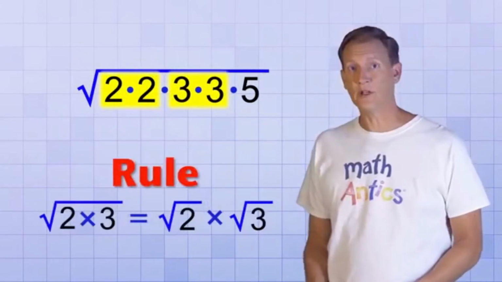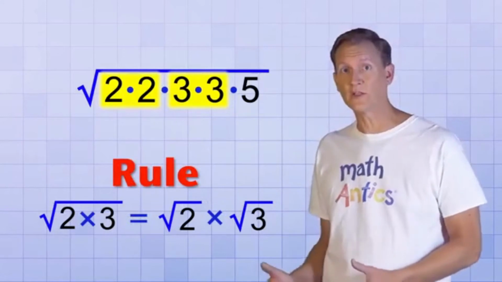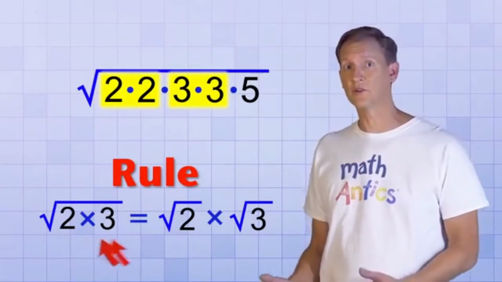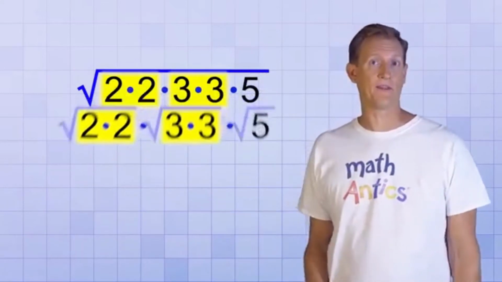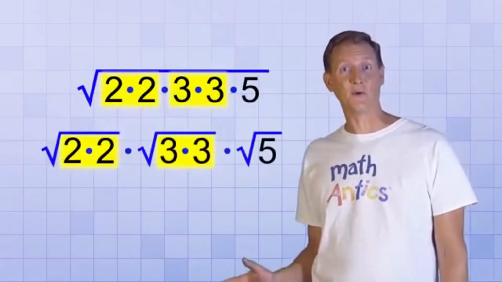Now remember the rule I mentioned earlier that says you can rewrite a square root as a product of the square roots of its factors. That means we can rewrite the problem like this. Do you see the advantage of doing that?